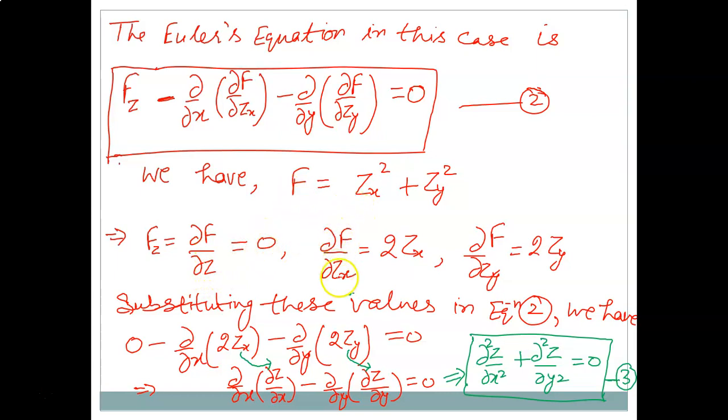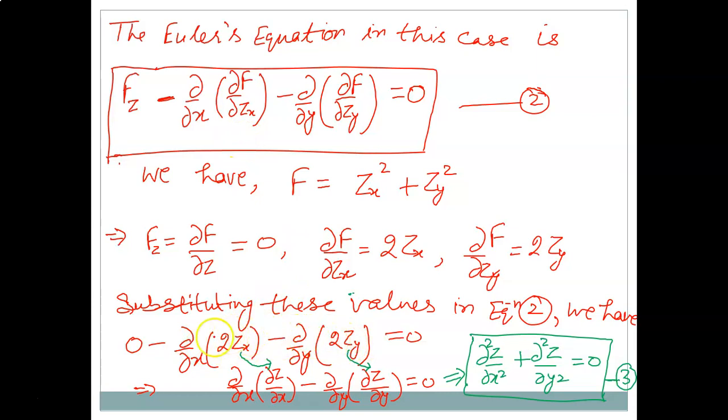Similarly, ∂F/∂z_x means the partial derivative of F with respect to z_x. So the whole z subscript x will be treated as a variable over here, and everything else will be treated as constant. So the partial derivative of F with respect to z_x is equal to 2z_x. Exactly in the same manner, ∂F/∂z_y equals 2z_y. Now substituting all these values in equation 2, we obtain the equation in this form.